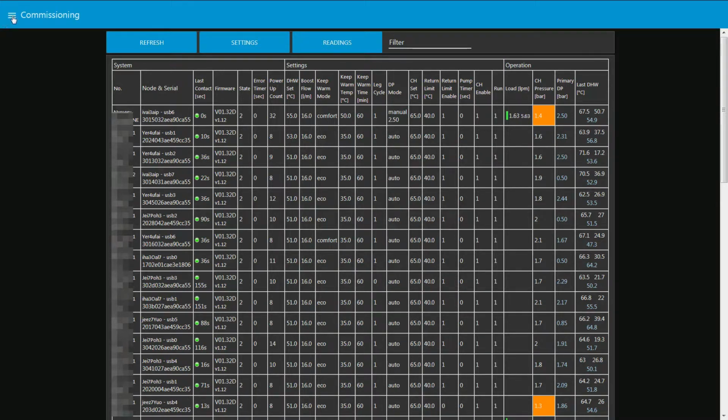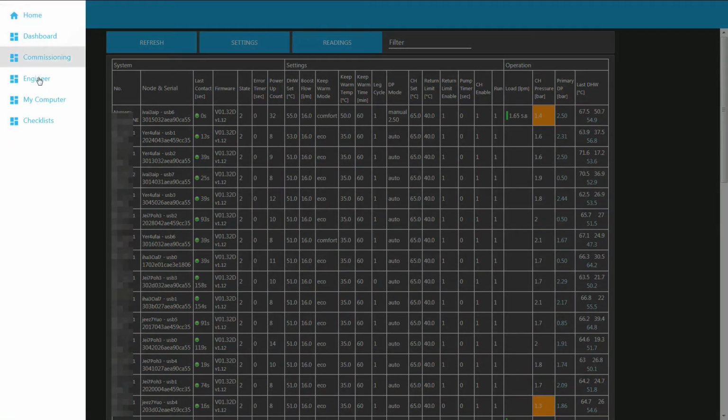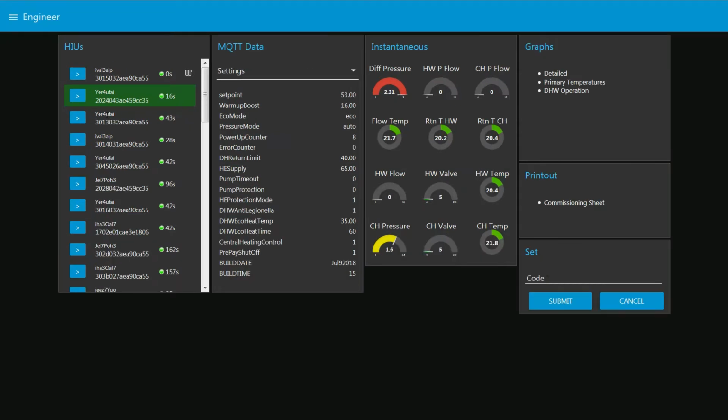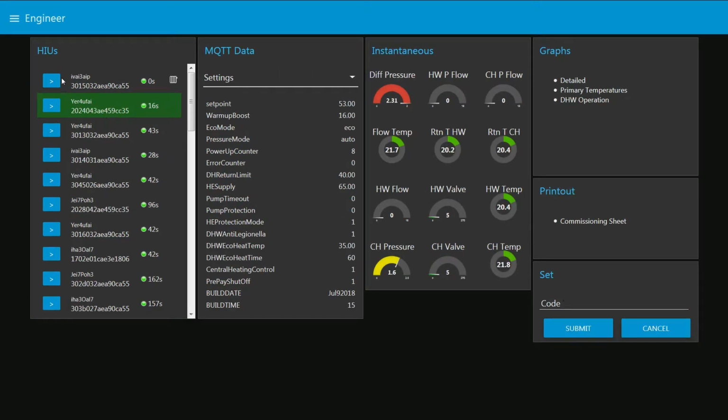We can do that through the engineer screen. So if we go to the engineer screen, we have a list. Right, let's zoom that in a bit. We have a list of the HIUs here that we can select individually. And if I select that second one with a 53 degrees set point, I wish to change that set point to 51 degrees C. What we'll see here is the 53 should be fed back as 51. There we go. So that's us changing the set point.